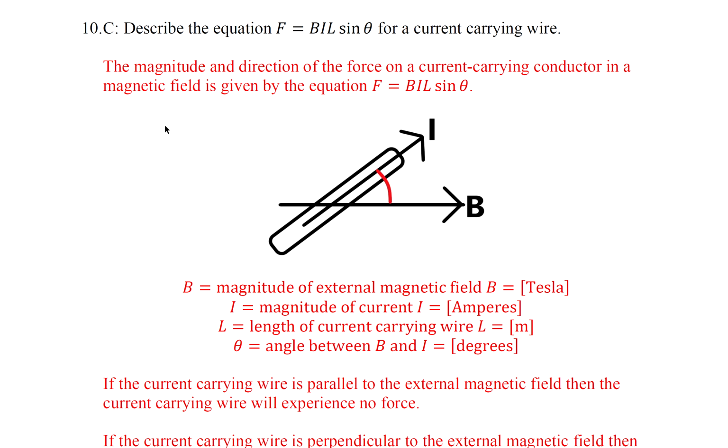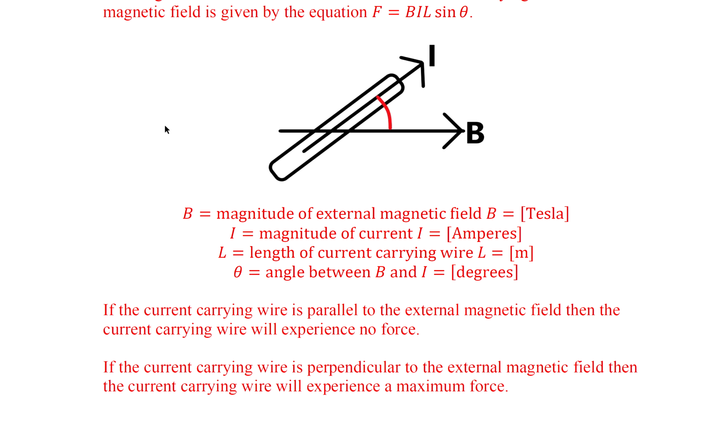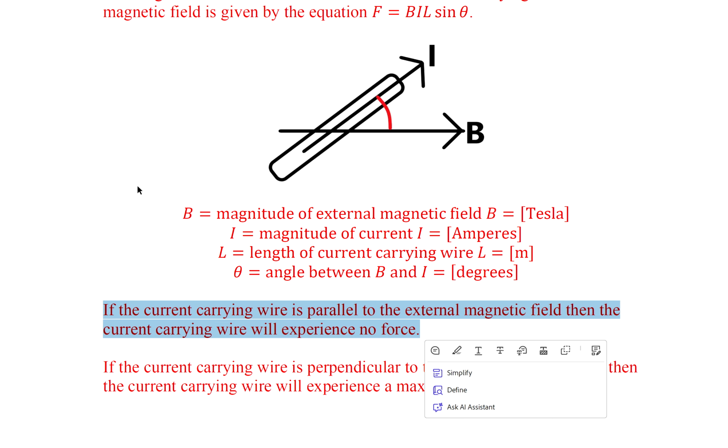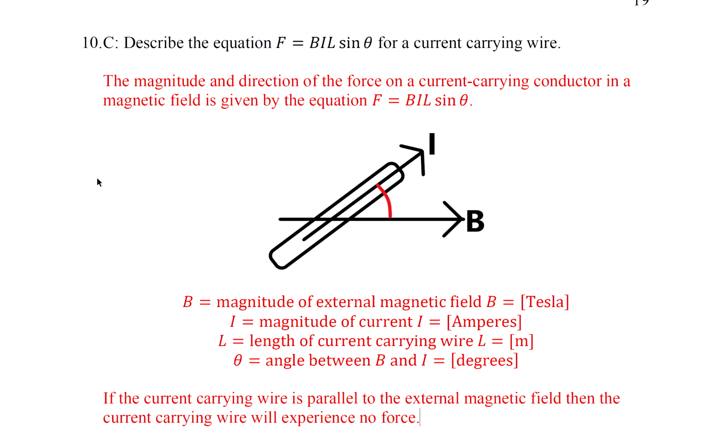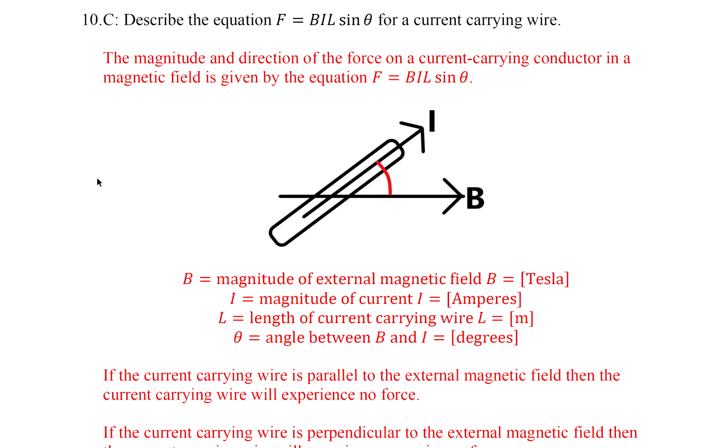Question 10. Describe the equation F is equal to BIL sine theta for a current carrying wire. So the magnitude and direction of the force on a current carrying conductor in a magnetic field is given by this equation. So if the current carrying wire is parallel to the external magnetic field, then the current carrying wire will experience no force, because the sine of 0 is 0.